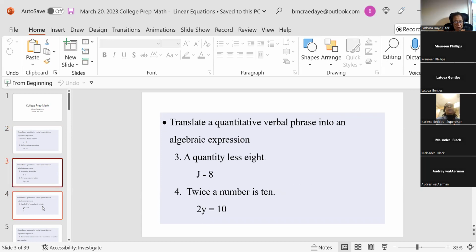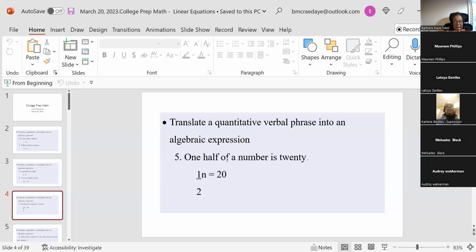Let's go to 1/2 of a number is 20. So we have 1 over 2, 1/2. The number we call it n, that's equal to 20. You okay, Mercedes? Maureen? 1/2 of a number, this could have been anything A to Z, 1/2 Y equal 20, 1/2 Z equal 20, 1/2 Q equal 20. Any variable you want to pick here.